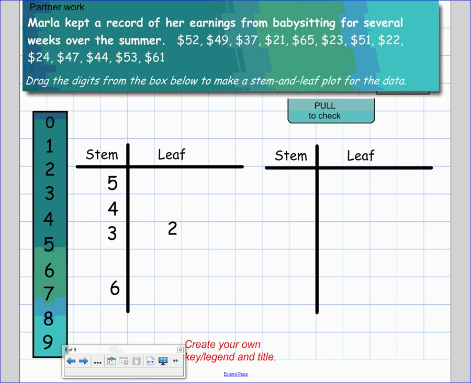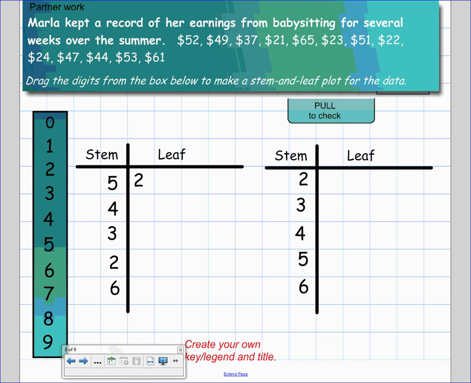So next we can copy it from over here. Put our 2, our 3, 4, 5, and 6. Now we look at our leaves.